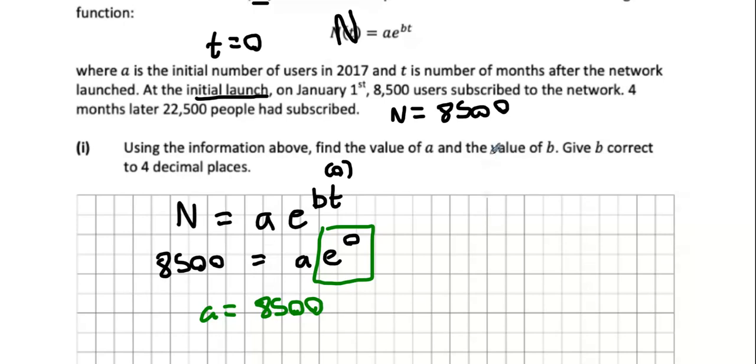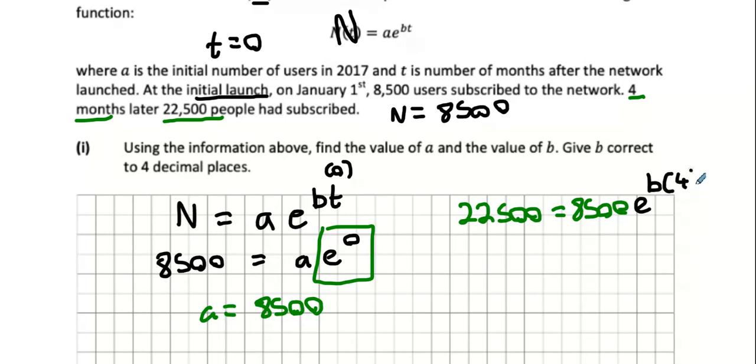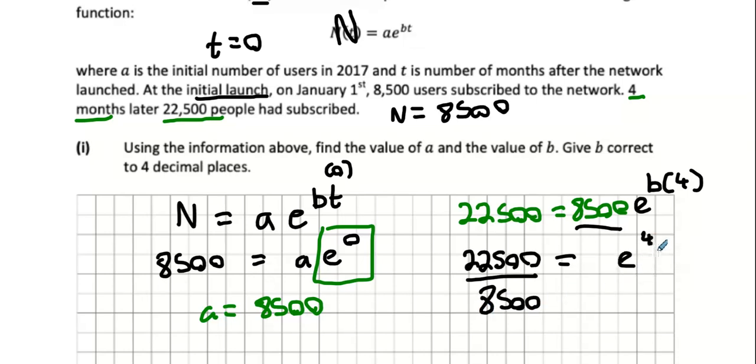Now, what we're going to do next is, it says 4 months later, 22,500 people had it. So 22,500 equals A. What's A again? 8,500. And then it's e. We don't know what b is yet, but what do we know about the t value? t value is 4. Everybody cool with that? Now, lads, we want to get that 8,500 directly underneath the 22,500. So 22,500 divided by 8,500 is the same as e to the power of 4b.